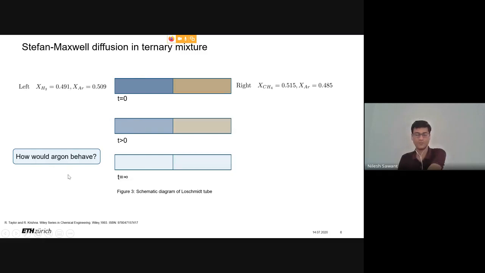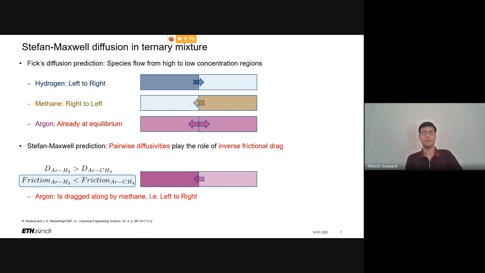So this is a small schematic which I made for explanation. If we try to predict from the Fick's diffusion equation, we can see that hydrogen is on the left, it goes to the right. And methane is on the right, so it has to go to the left so that they attain equilibrium. But if we look at Fick's formula, we feel that argon is already at equilibrium because it is present in equal quantities on both sides. But that is not what is seen in the experiment.